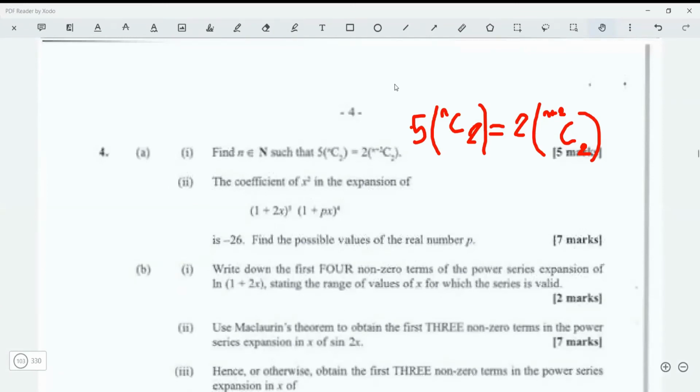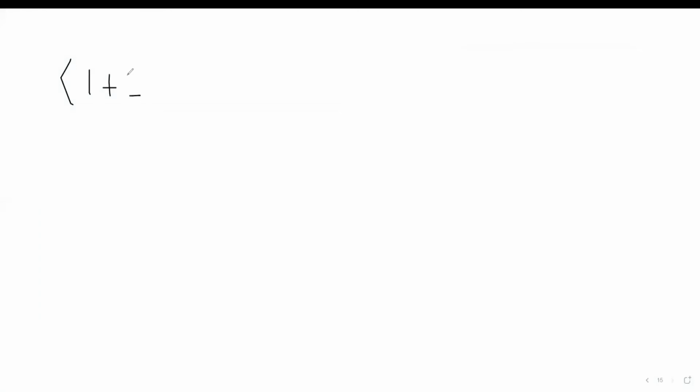All right, I'm just going to put a dash for now. It's 1 plus 2x to the something. We don't know what that something is. And then it is multiplied by 1 plus px to the 4.